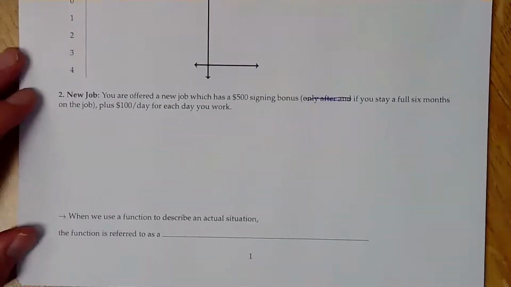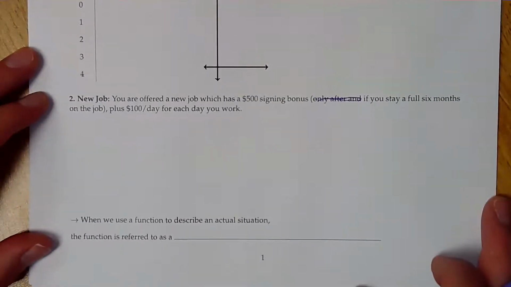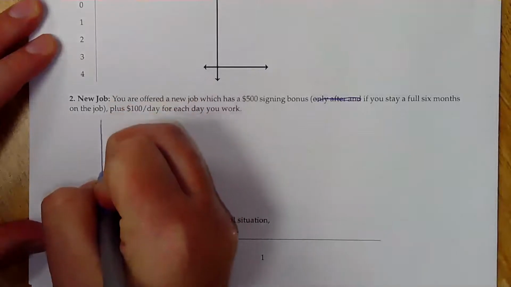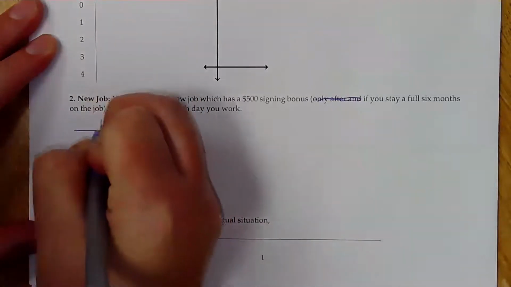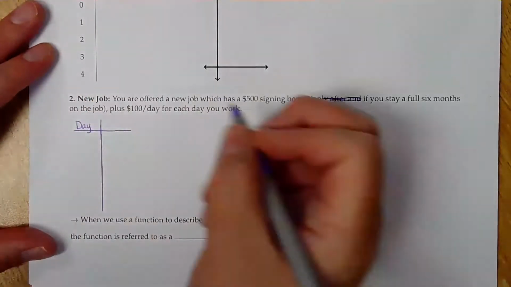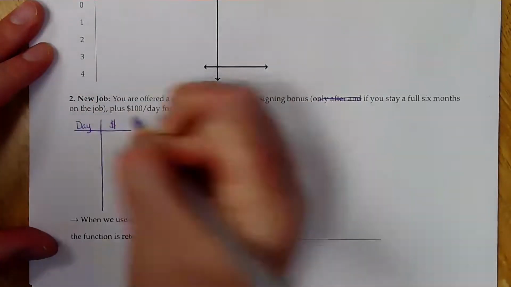Okay, so let's take a look at this and see if we kind of got to the same spot. So we'll start by making a table. My input, or my independent variable, would be the day. And then my output, or my dependent variable, is how much money I'm going to make.